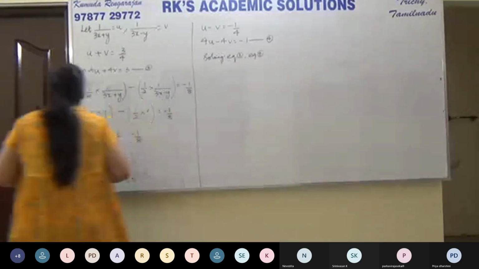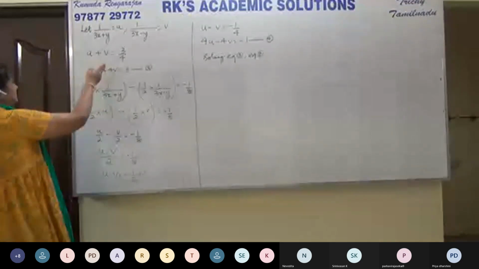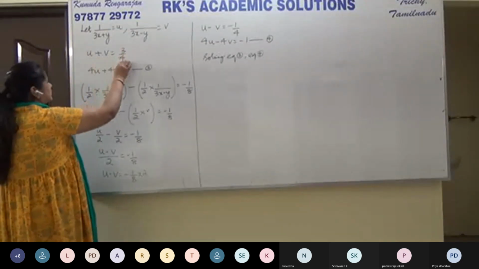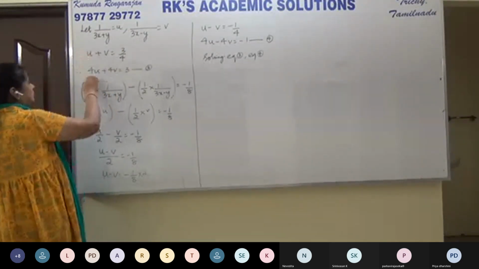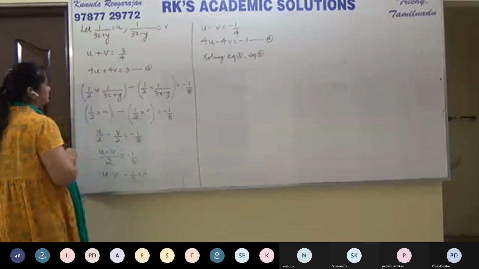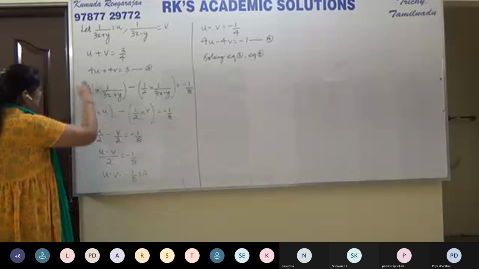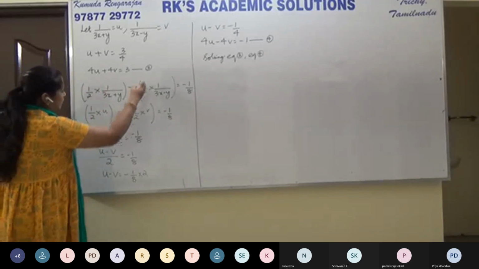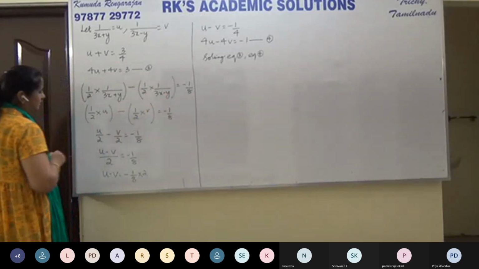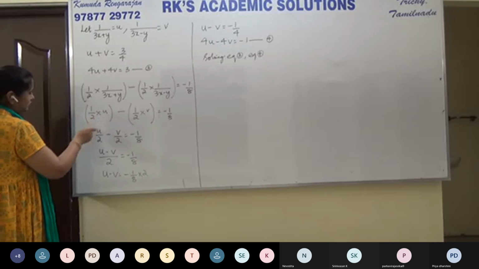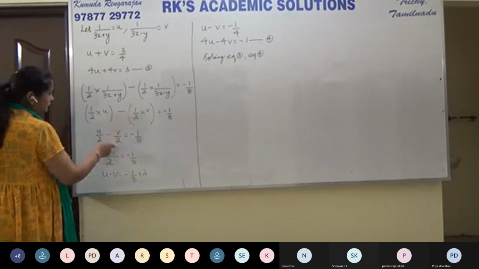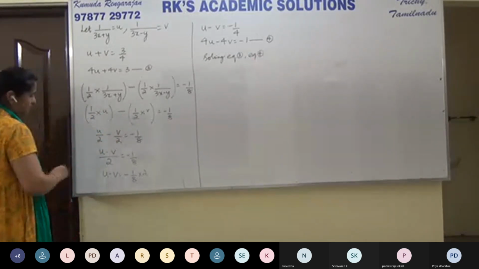So children, for the first one, there was nothing much to show. The first equation, directly u plus v is equal to 3 by 4, and on cross multiplying you get 4u plus 4v is equal to 3. The second equation, you can split it up like this: 1 by 2 into u minus 1 by 2 into v is equal to minus 1 by 8. So u by 2 minus v by 2 is equal to minus 1 by 8.